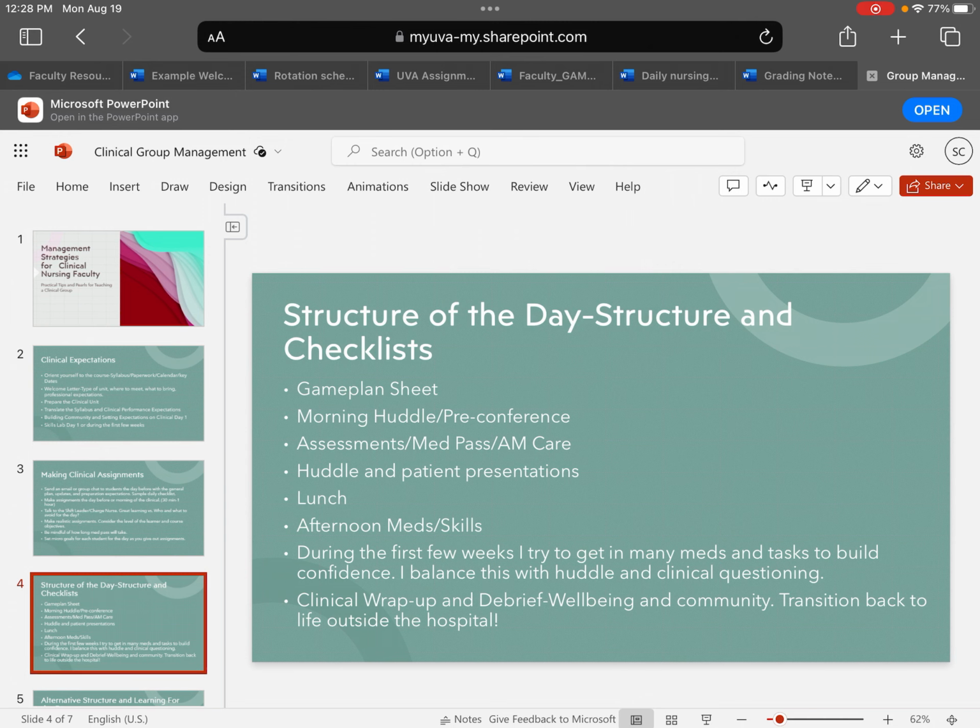Sometimes I'll get them to do their huddle verbal presentation again if they did a really great one, or if there were a lot of changes. Let's say that there was a MET call or a cardiac arrest after I huddled with them in the morning, and everything about the patient changed and the plan of care changed for the rest of the day. That's a really great teaching opportunity for the rest of the group to kind of talk through that process.